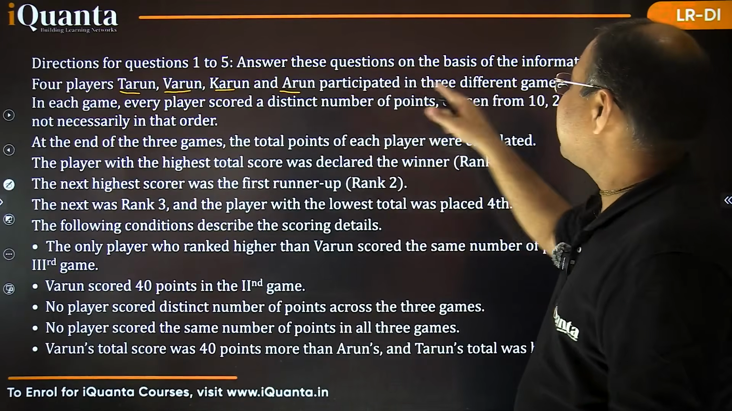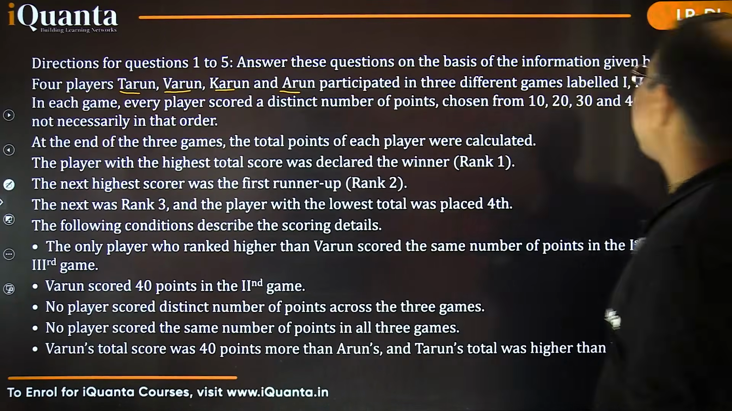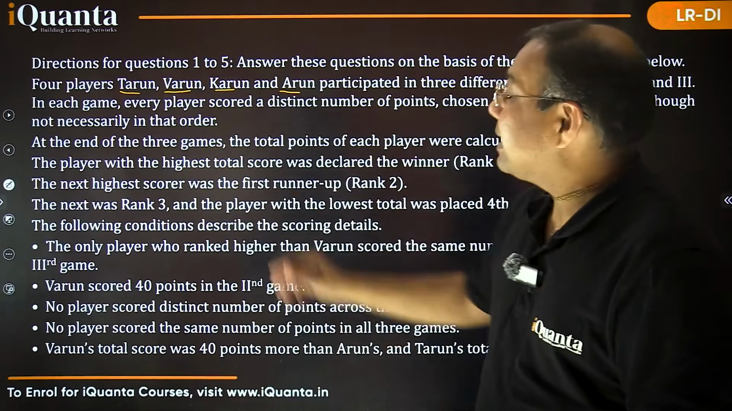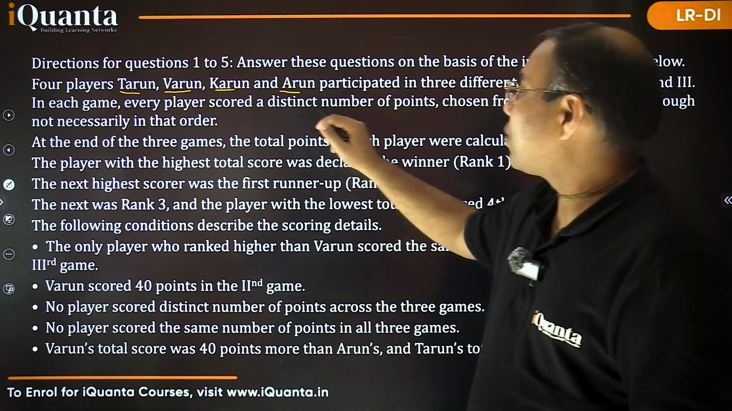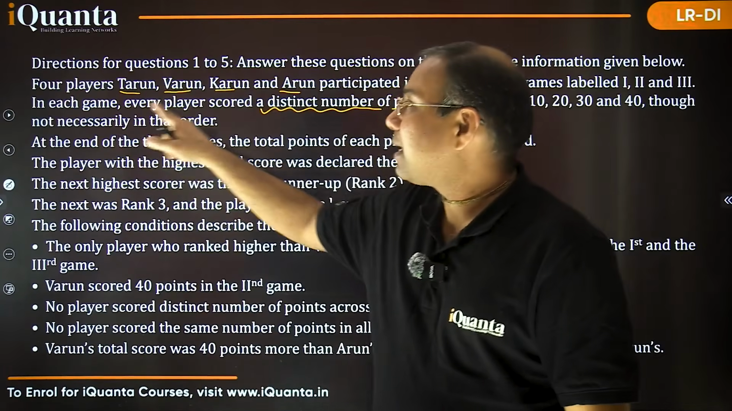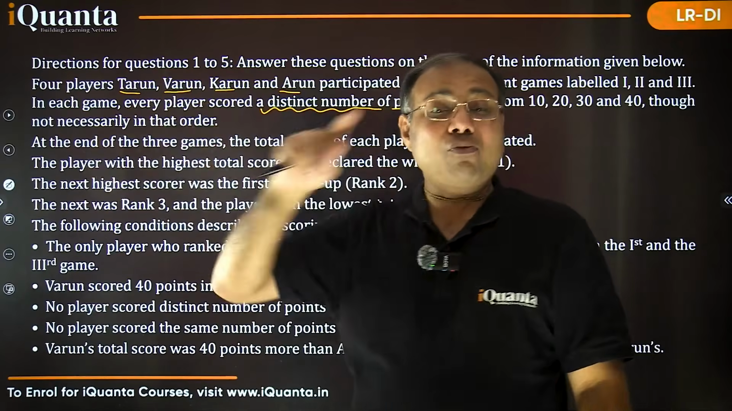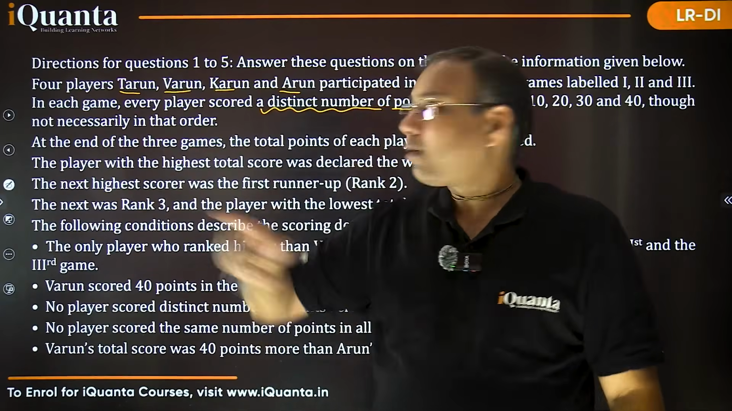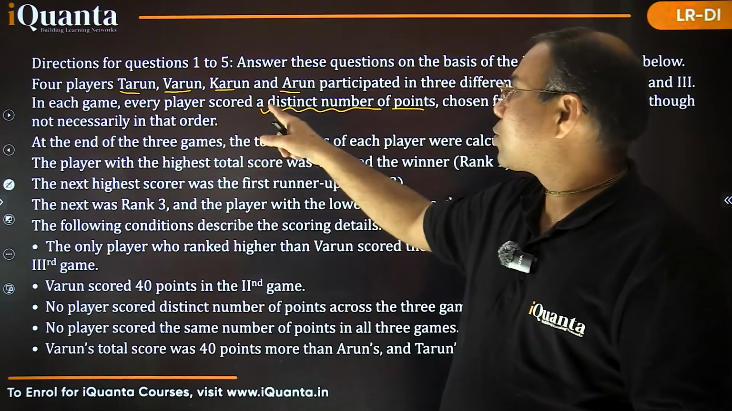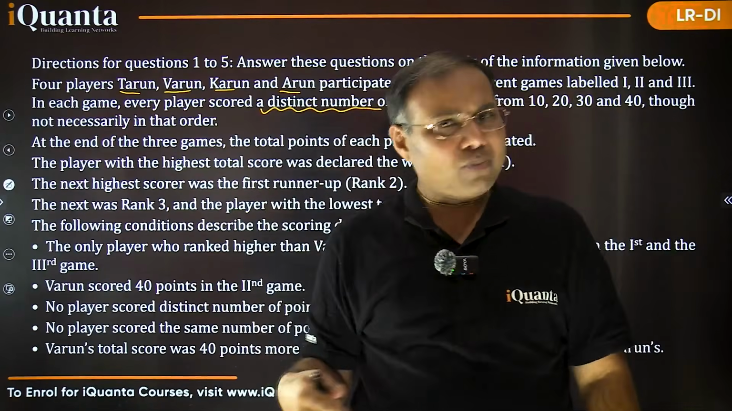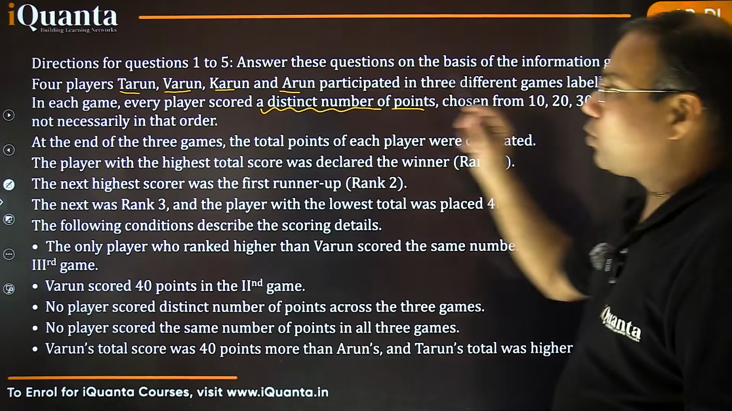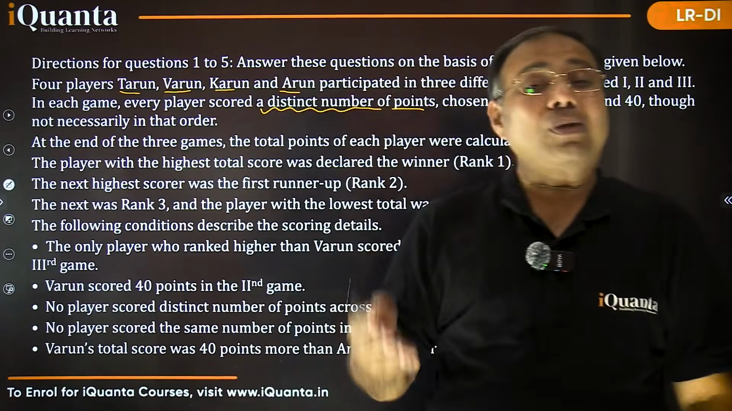Now they participated in 3 different games labeled 1, 2, 3. So 4 players are playing 3 different games. And in each game, every player scored a distinct number of points. So in game number 1, all 4 players are playing that game, and each player scored a distinct number of points. So everyone got different points, chosen from 10, 20, 30, 40, though not necessarily in that order.